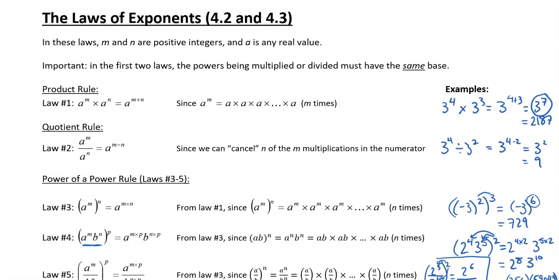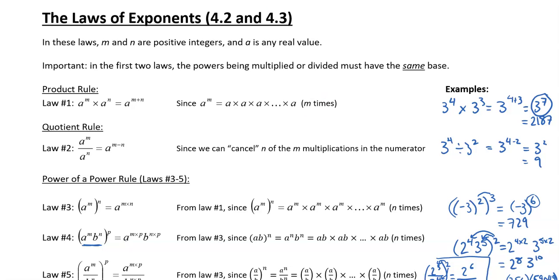Hi everyone, it's Mr. Hamilton here, and in today's video we're going to look at what happens if we have exponents that are fractions, or powers that are fractions. We looked at a number of these exponent laws in the last video, and today we're going to focus in on these powers that are fractions.